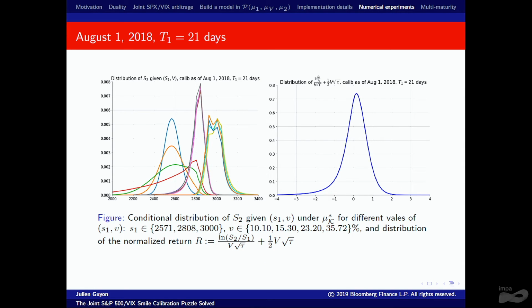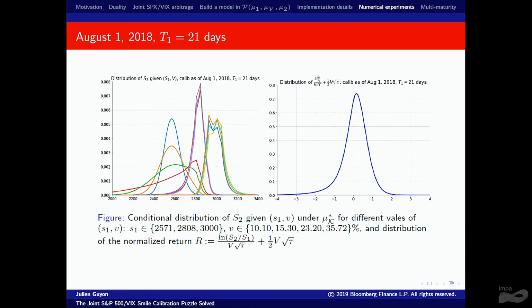And if you look at the conditional distribution of S2 given S1 and V, for different values of S1 and V, you see three values of S1, small, middle, large, and different values of V corresponding to the different variances, we get actually something quite classical, where we have a large left tail for S1 in the middle, but a large right tail for S1 quite big. In the end, when you average everything and you look at the distribution of log of S2 over S1 divided by V square root T, plus 1/2 V square root T, that's classically just a standard Gaussian in the Black-Scholes model, for instance.